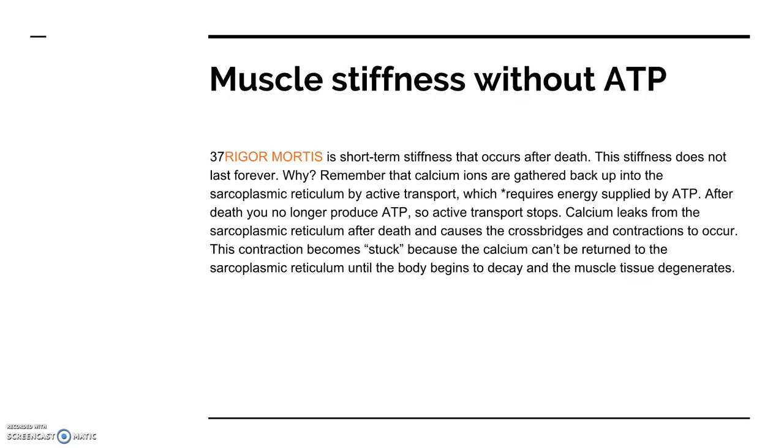Calcium then will leak out of the sarcoplasmic reticulum after death, and it will cause these cross bridges between the myosin and the actin, and the contractions will occur. That's rigor mortis. This contraction becomes stuck because the calcium can't be returned back into the sarcoplasmic reticulum until the body begins to decay. And at that point, the muscle tissues are degenerating and they just kind of decay and fall apart, and they relax at that point.